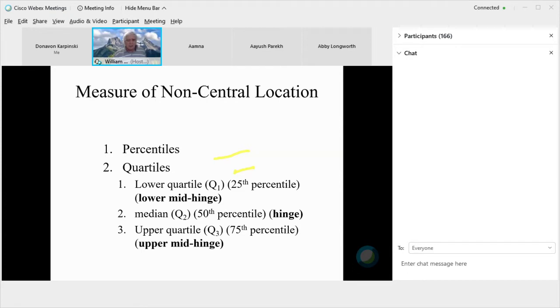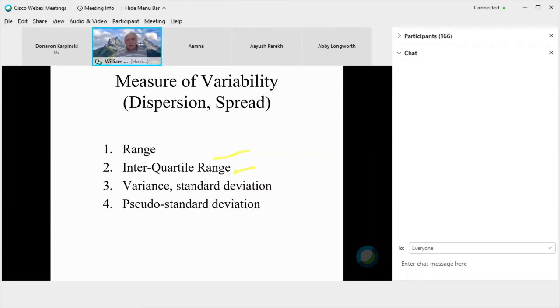Percentiles, these are measures of non-central location. There are points underneath the distribution that have a certain percent below. Quartiles are certain percentiles. The 25th percentile, the median is the 50th percentile, the upper quartile, Q3, is the 75th percentile. Measures of variability, measuring spread.